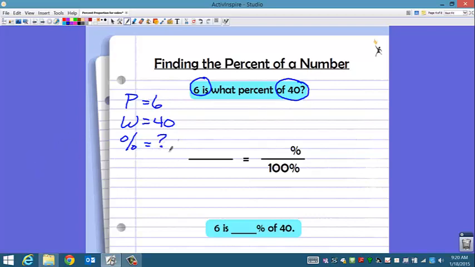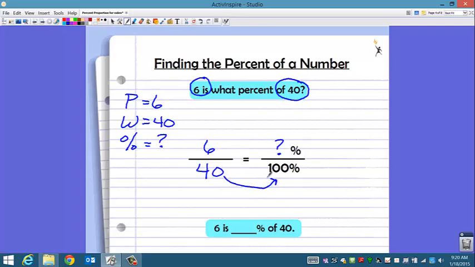Step 2, fill in your proportion with your information. Part to whole. My part is 6, my whole is 40. I don't know the percent, and it's always going to be over 100. Now I'm ready to solve. This time, my unknown is on the right side, so I'm going to go from left to right. So I look down here, I'm going to go from 40 to 100.